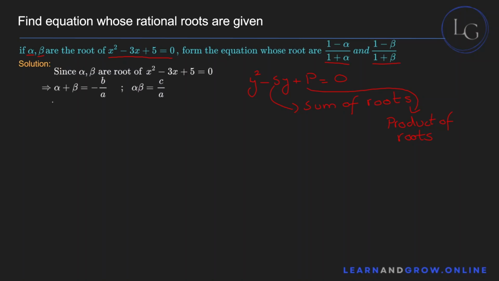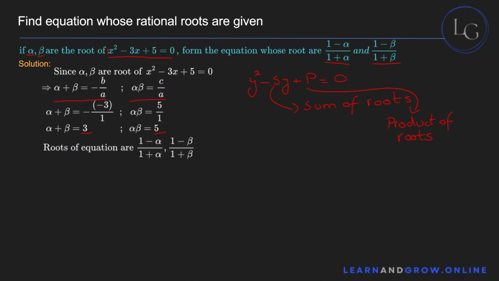We'll use these two formulas as we've done before. You must remember them at all costs. So, alpha plus beta can be written down as minus b over a, which is minus of minus 3 over 1, as the value of b is minus 3 and the value of a is 1, which gives 3. And alpha beta can be written down as c over a, which is 5 over 1. So we have the values of alpha plus beta as 3 and alpha beta as 5.